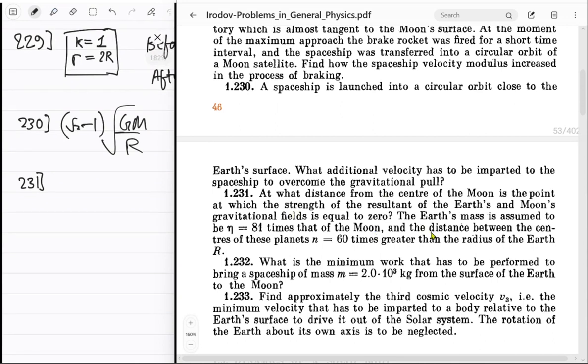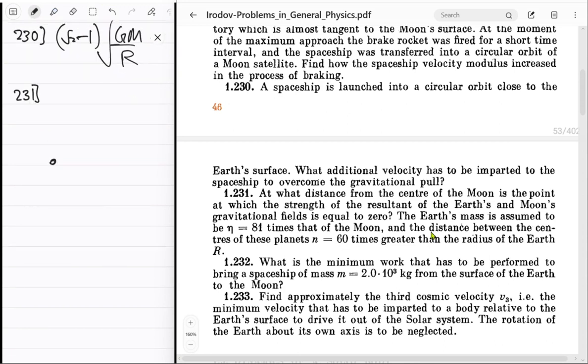At what distance from the center of the moon is the point at which the strength of the resultant of Earth's and moon's gravitational fields is equal to 0? Come on, seriously. So r is supposed to be proportional to square root of m, so that this happens. This is the Earth, this is our moon. Let's say the moon has mass small m and this has mass capital M. Then this point is over here. This distance will be k square root of capital M, and this is k square root of small m, where k is some constant. In the end, this constant is just 1 upon square root of M plus square root of m.